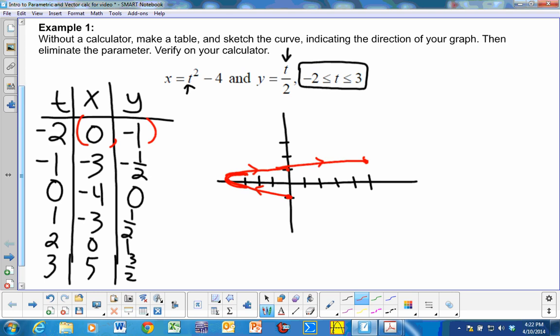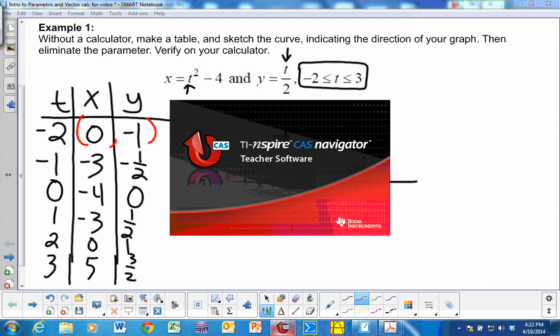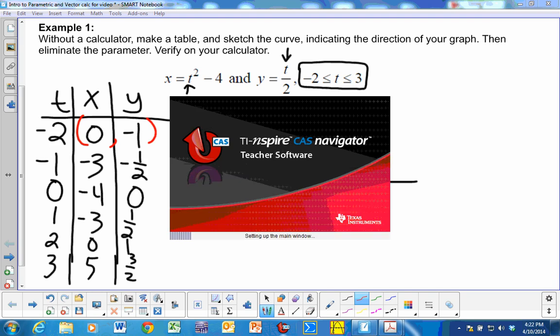Now you can graph this on the calculator also, and I'll do that here in just a minute. So let me get the calculator started opening. But so that was one thing, and we indicated direction by putting the arrows on there. And then the next thing says, let's eliminate the parameter. So we're going to do that.